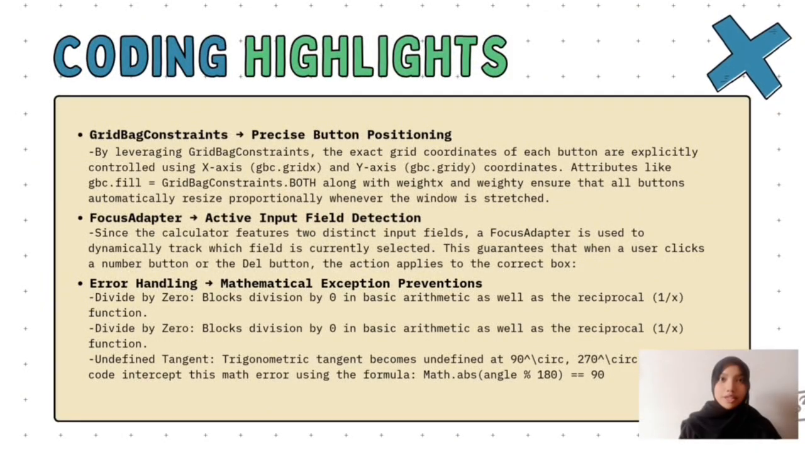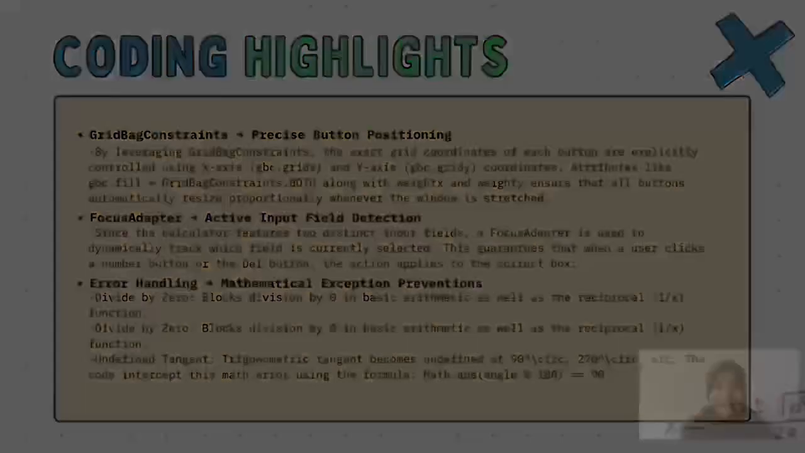These are the coding highlights of our calculator. We use layout constraints to arrange the buttons neatly and responsively. A focus adapter is implemented to detect the active input field, ensuring that every input is entered into the correct box. We also included error handling to prevent invalid calculations, such as division by 0 and undefined tangent values.